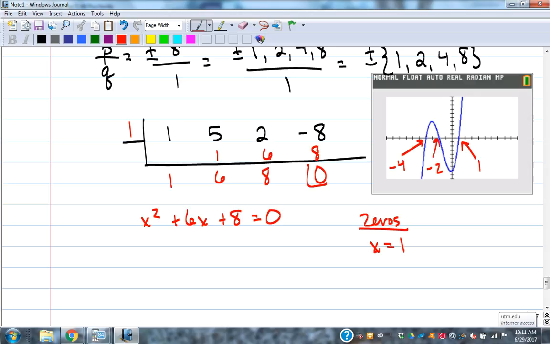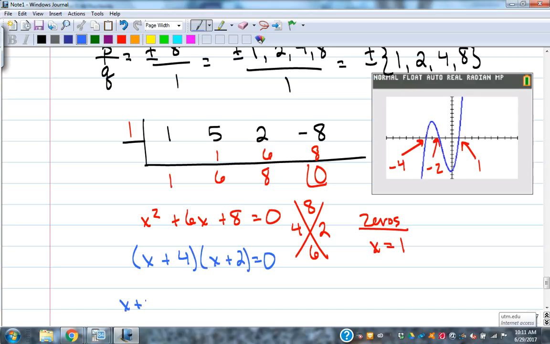Can't always factor, but if you can, it's usually faster. You can always do the quadratic formula, though. So I'm going to factor this one because it will. Something that multiplies to be 8 and adds to be 6. That's 4 and 2. The reason it's faster to do factoring here is because I can take that shortcut because there's nothing in front of x squared, and it's x plus 4 and x plus 2.